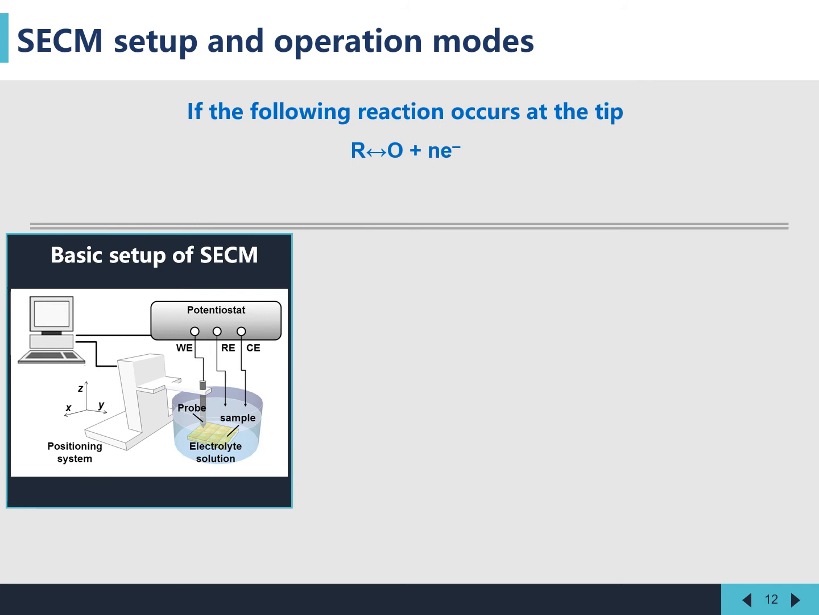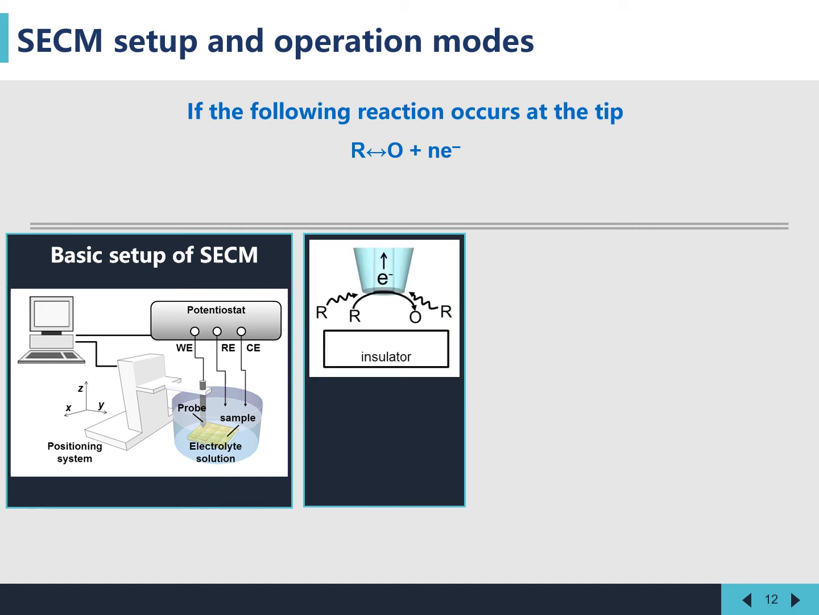A potentiostat is required to control the potential between the working electrode and reference electrode. The counter electrode is also required. So the whole system is immersed in an electrolyte solution.